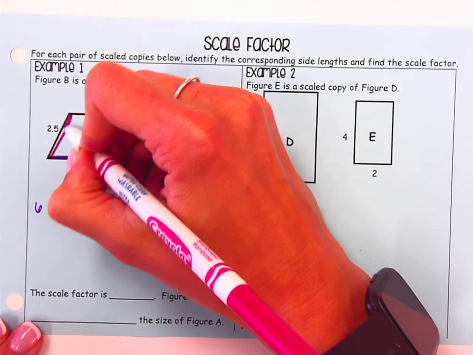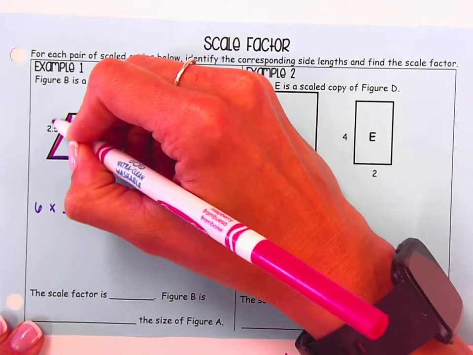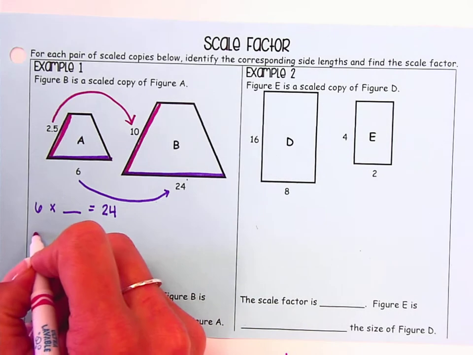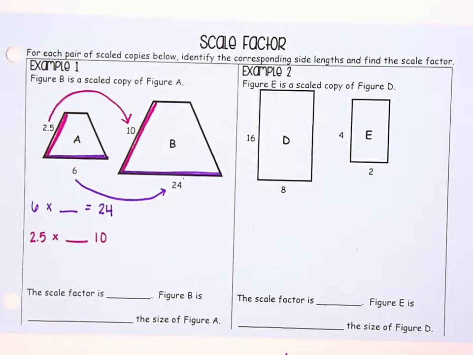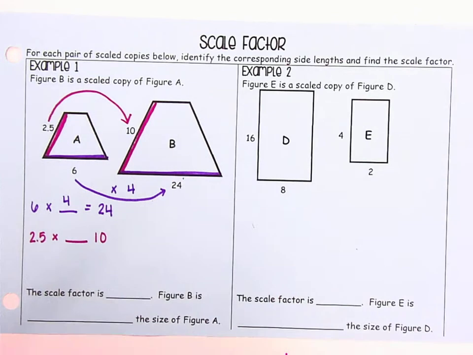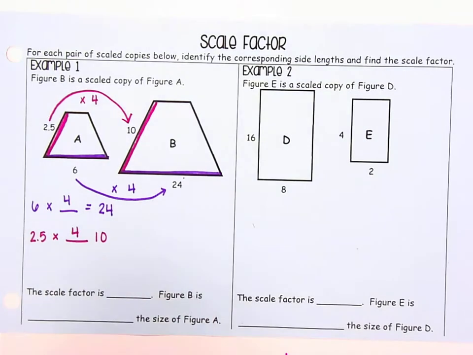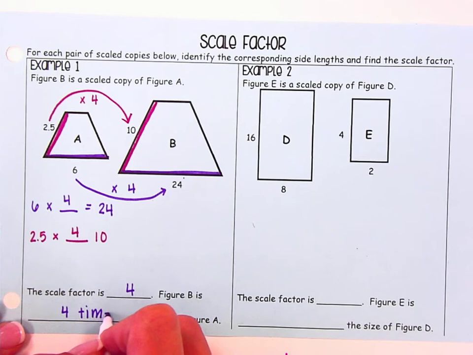So 2.5 here corresponds with 10. And again, we want to think to ourselves, 2.5 times what is equal to 10? We know that 6 times 4 gives us 24, and 2.5 times 4 gives us 10. Therefore, in this case, our scale factor is 4. This tells us that figure B is 4 times the size of figure A.